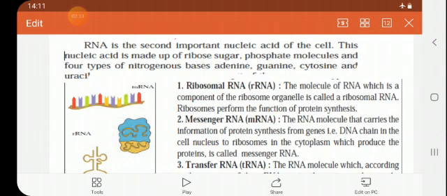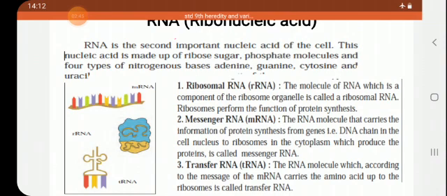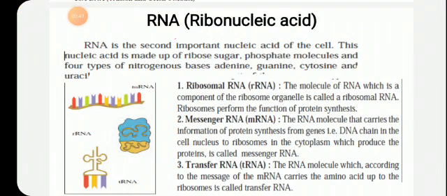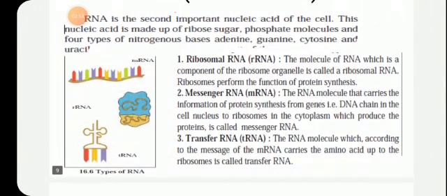It is the same structure, but it is a single stranded structure, and in place of thymine, here uracil is present. So the 3 types of RNA are, first ribosomal RNA, then messenger RNA, then transfer RNA. The name itself is telling its function. The first one, the molecule of RNA which is the component of the ribosome organelle, is called ribosomal RNA.